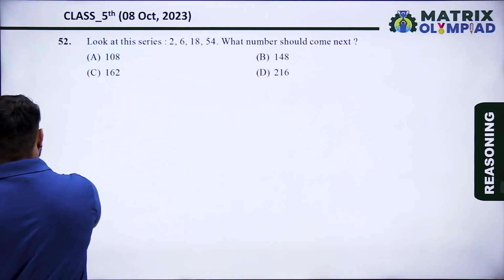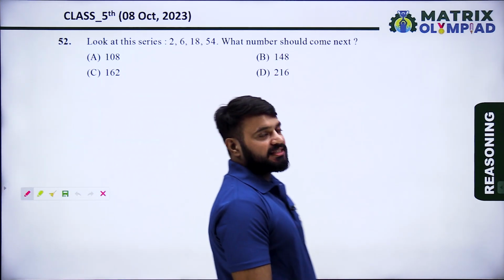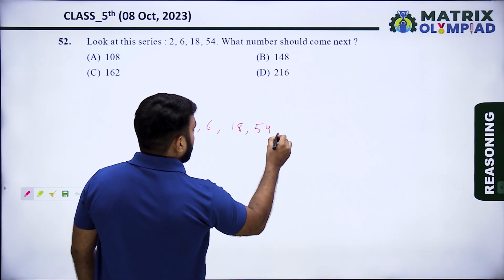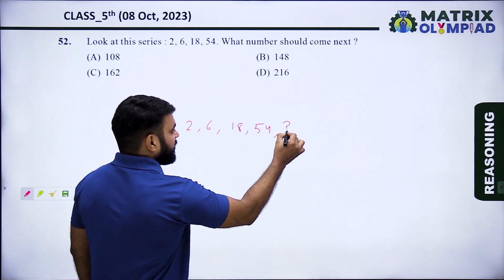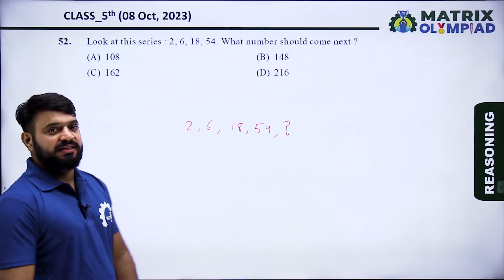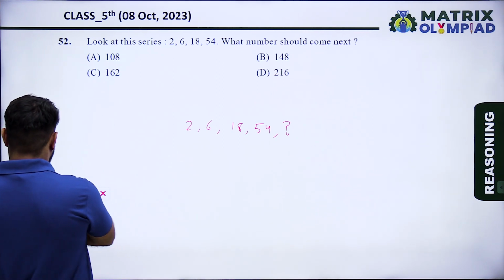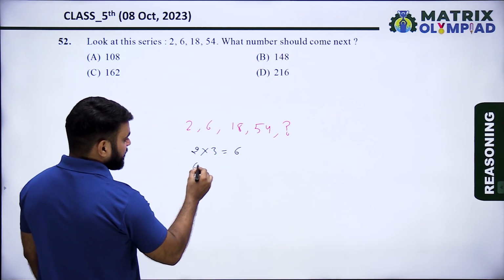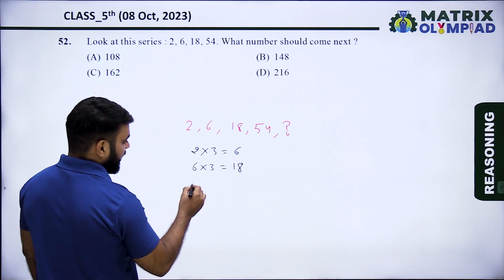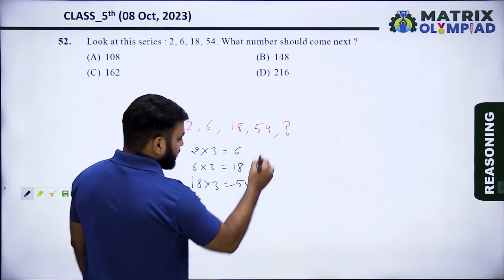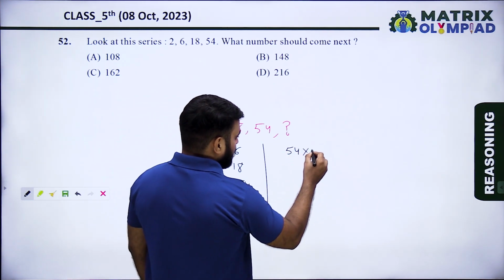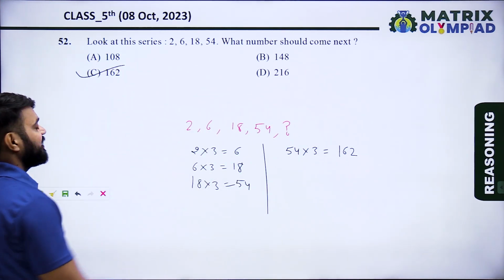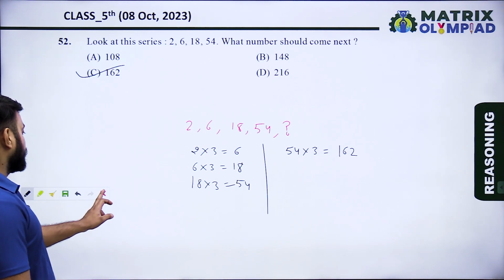Next question is question number 52. Look at this series: 2, 6, 18, 54. What number should come next? First find the pattern. 2 multiplied by 3 is 6. 6 multiplied by 3 is 18. 18 multiplied by 3 is 54. Similarly, 54 multiplied by 3 is 162. So 162 means option C is the correct answer. Now let's move on to the next question.